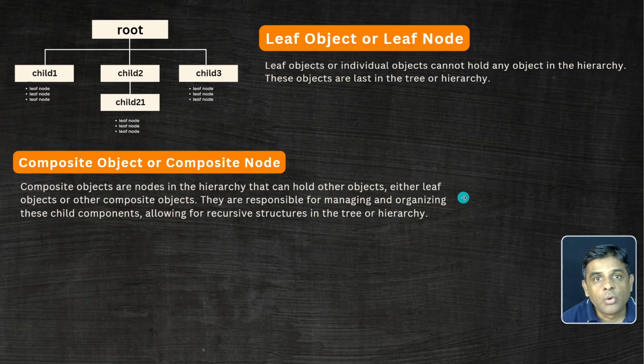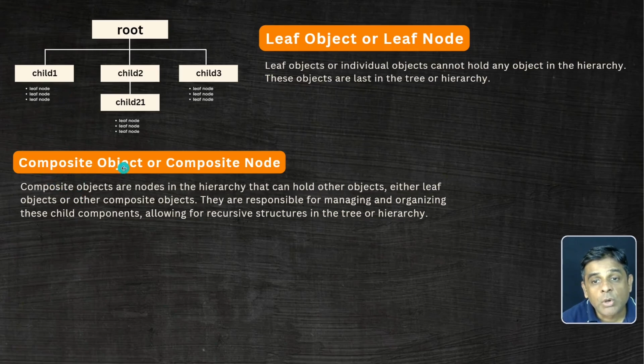Now, before we go into the definition of composite design pattern, we will first understand the terminology. What is a leaf node? Leaf nodes are the nodes at the end of the structure, which means they cannot hold any other object. If you see this leaf node, it does not have any child. That is the end, the last node of the tree. That is the leaf node, also called the individual node.